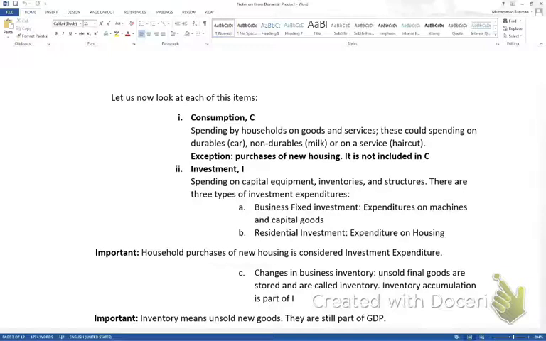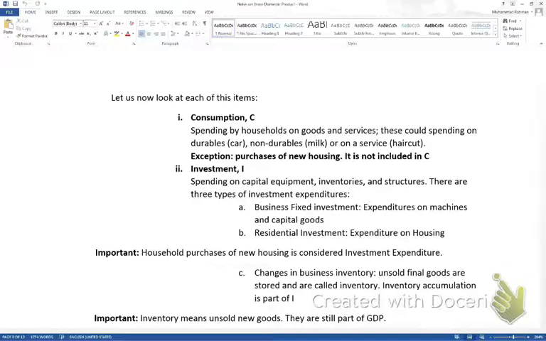One word of caution is that buying a house could seem like spending on durable goods, but houses are not part of consumption expenditures. They are conceptually part of investment expenditures, which we are going to look at next. So C is the expenditure made by households.